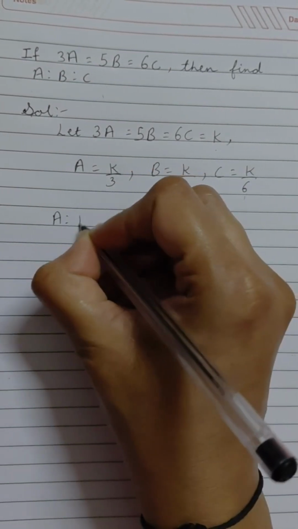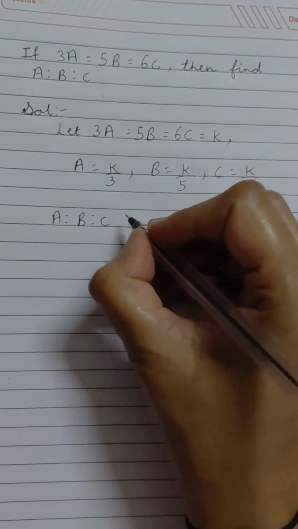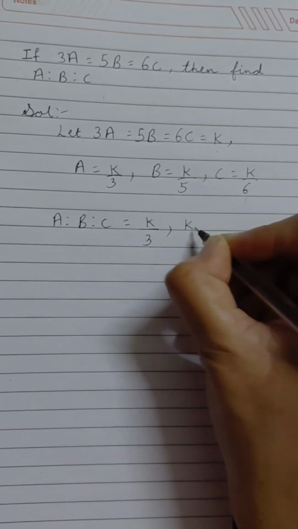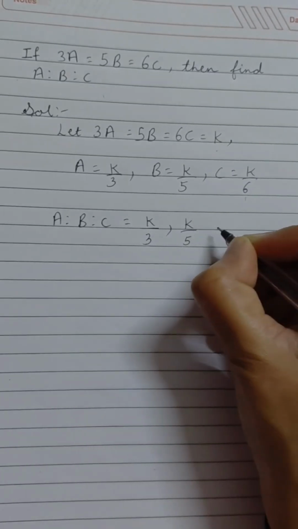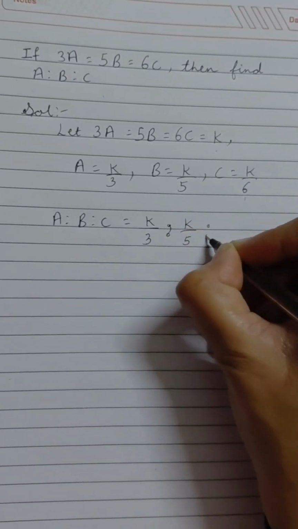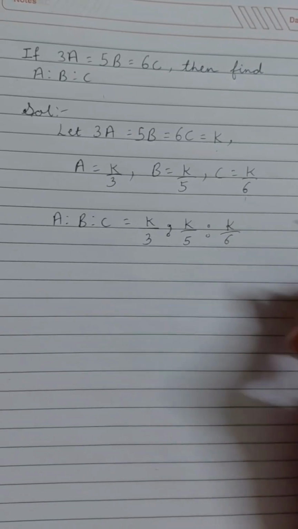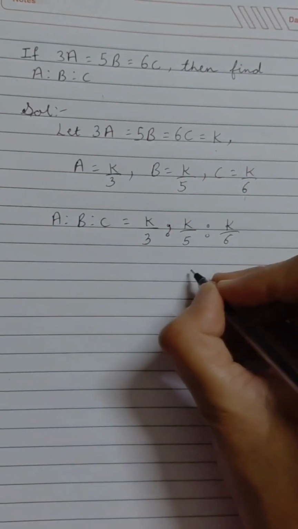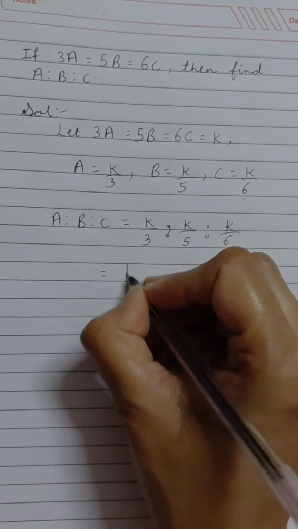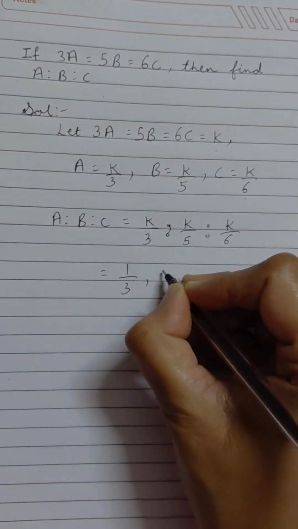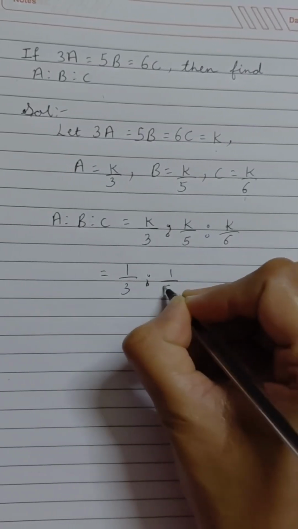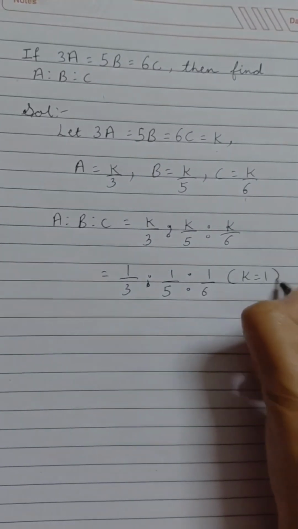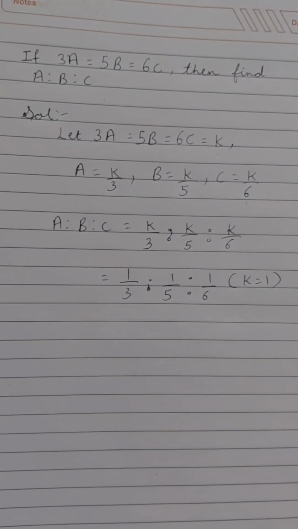Before we start with the next step, we'll write here A is to B is to C, that is k is to 3, k is to 5 and the next one is k is to 6. Through this we can do the further solution, where we consider the value of k equal to 1. So 1 by 3 is to 1 by 5 is to 1 by 6, with the value of k equal to 1.